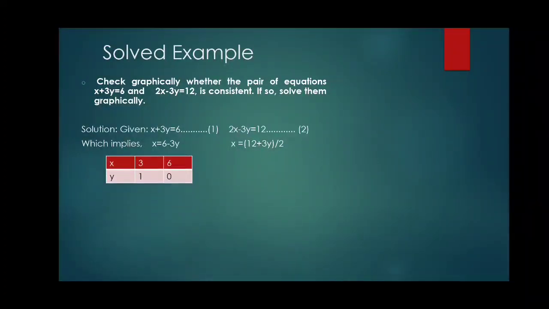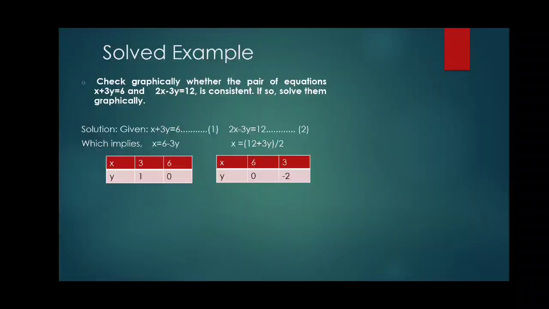Now put the tables like this. For the first equation, the table x, y: when y is equal to 1, 3 ones are 3, 6 minus 3, we get x is equal to 3. Similarly, when y is equal to 0, 3 zeros are 0, 6 minus 0 is 6, so x is equal to 6. So the points for the first equation are (3, 1) and (6, 0). Similarly, for the second equation, when y is equal to 0, 3 zeros are 0, 12 plus 0 is 12, divided by 2, 12 by 2 is 6. So x is equal to 6. So the first point is (6, 0).